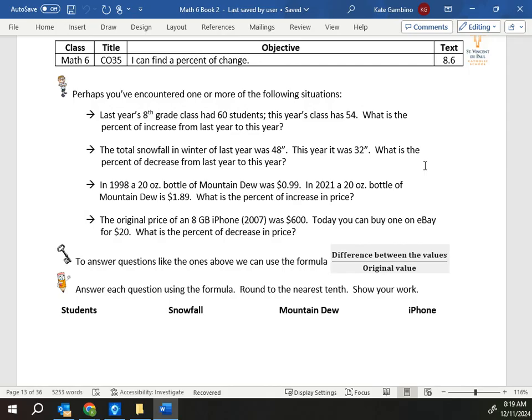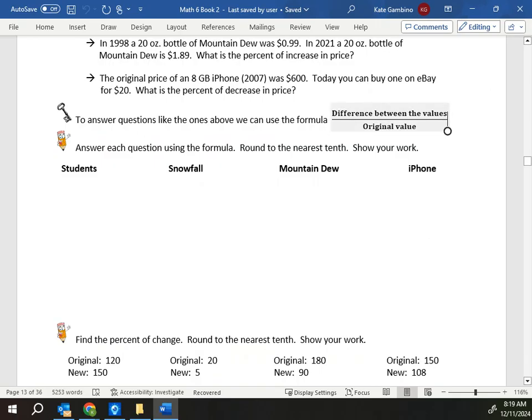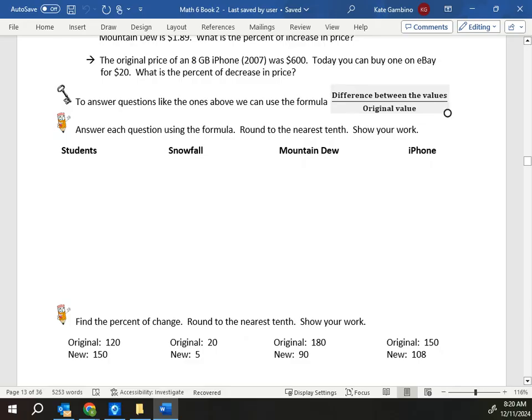So to answer questions like the ones above, we use a special formula. So this is going to be something that we want on our help sheet. You're going to want the formula because we're going to use it. As our numerator, we're going to put the difference between the values. When we talk about difference, we're not going into negative numbers. You take the big number and you subtract the small number.